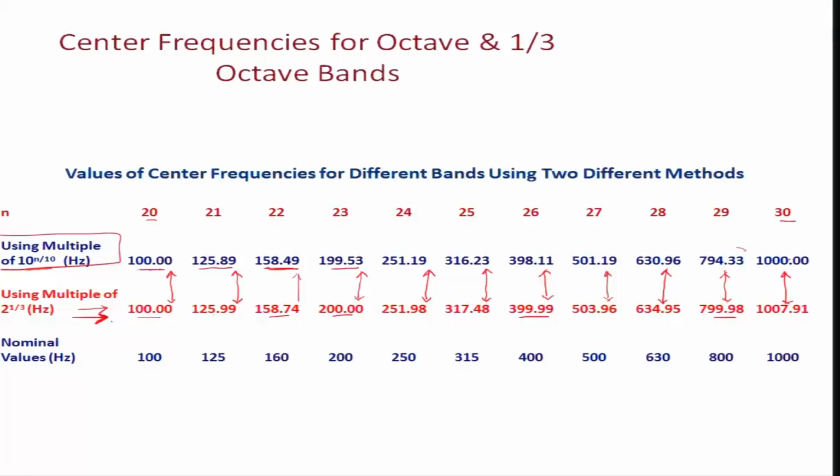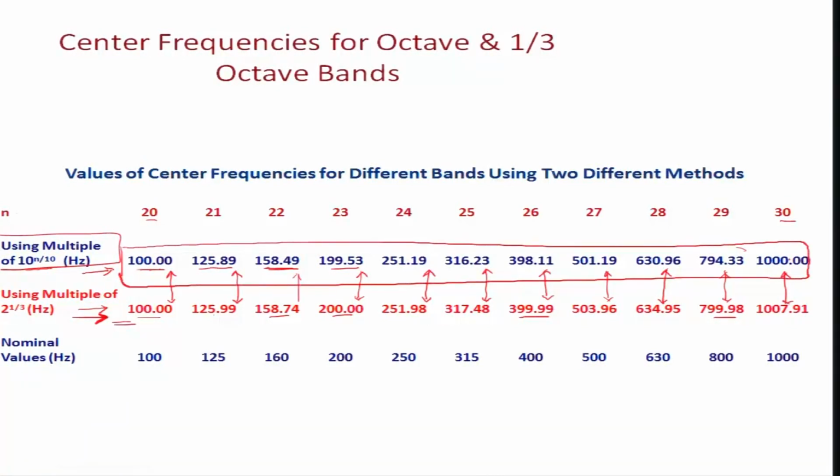So, instead of using this, people use this in the industry to compute central frequencies, because this is repeatable, it is a cyclical thing, and the intermediate frequencies are pretty close to this 2 to the power of 1 by 3 factor method. Okay. So, this is what people tend to use, and this n is known as band number. So, this is the industry standard band number.